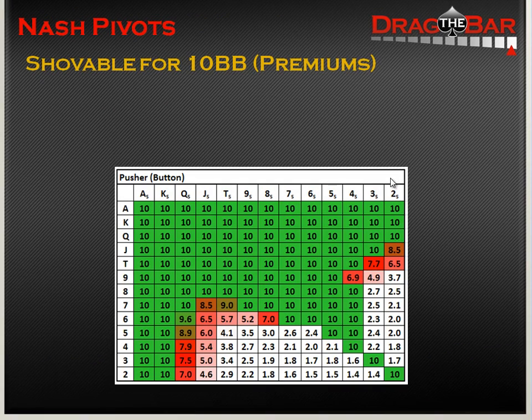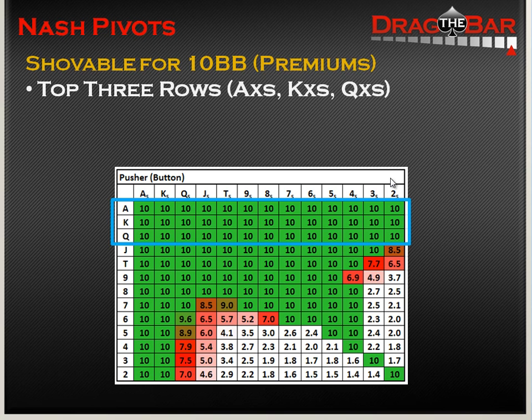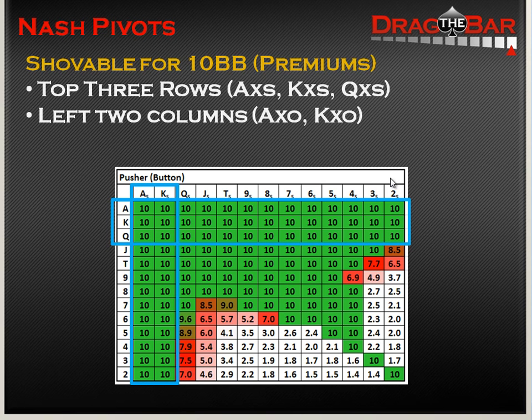First, let's talk about hands that we can definitely shove for at least 10 big blinds. The first thing you can notice is the top 3 rows are all 10 big blind hands. So any suited ace, king, or queen we can shove for 10 big blinds easily. Also, the leftmost 2 columns we can shove for 10 big blinds easily. And another easy pattern is that you can shove any pocket pair for 10 big blinds easily. So those are going to become our first pivot points: suited aces, kings, and queens, offsuit aces and kings, and all pocket pairs.